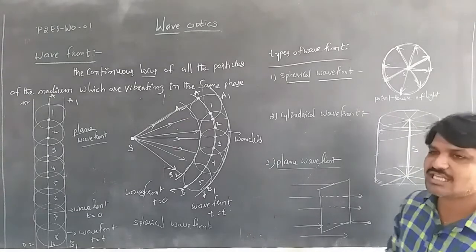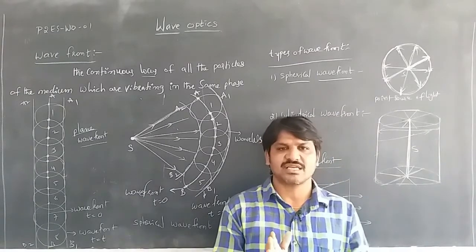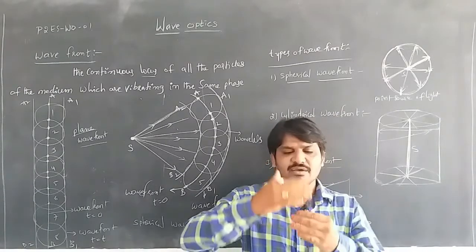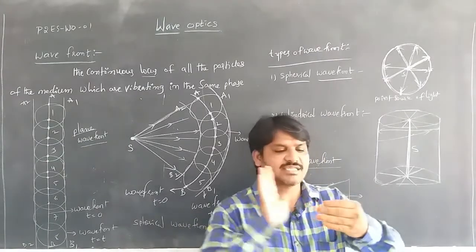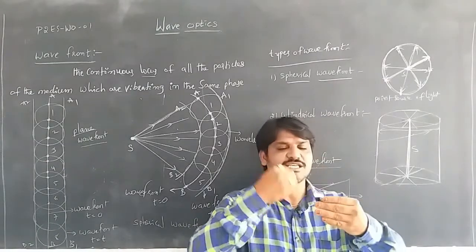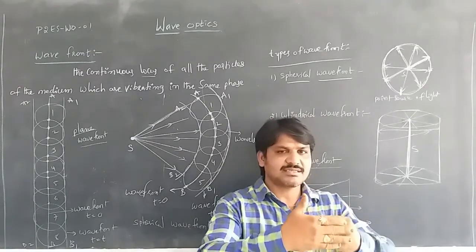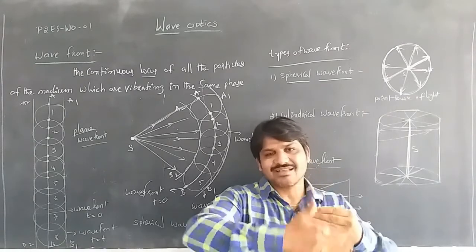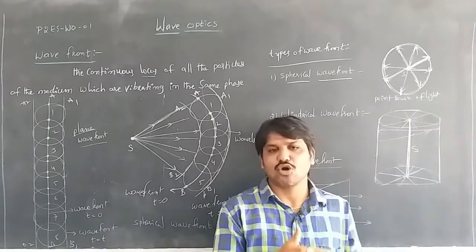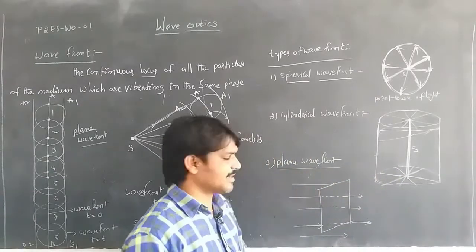It is nothing but, when the light is traveling, the wave nature, where all the points at the front side of the wave, whenever it is traveling, the front side at t equal to 0 at the initial stage, the particles which are vibrating in the same pace, that locus is called a wavefront.